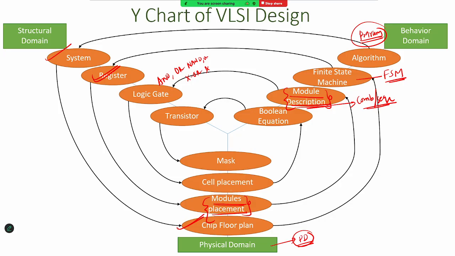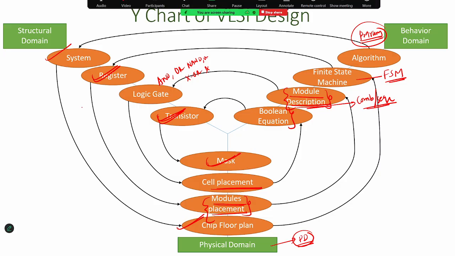And next, cell placement. You need to have the cell placement. This is the physical domain. And next, again, Boolean equation. Boolean equation, again it is a Boolean equation made with what? Transistors. In the structural domain, transistors. And in the physical domain, you have mask. This is the Y chart.